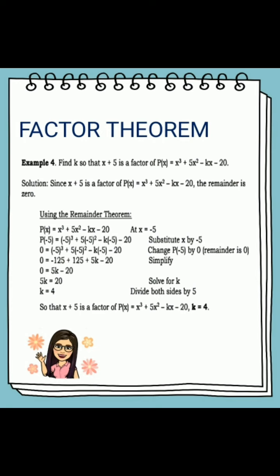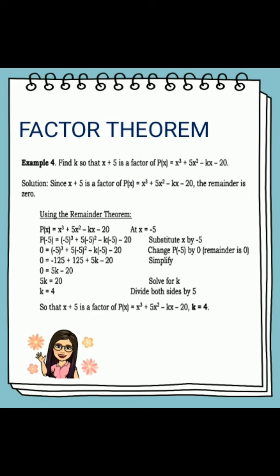So, we have 0 is equal to negative 5 raised to 3, which is negative 125. Then, negative 5 squared is 25 times 5 is 125. Then, we have negative k times negative 5, so that is positive 5k. Then, bring down negative 20. So, we have 0 is equal to 5k minus 20, kasi negative 125 plus 125, 0 na yon. Then, additive inverse of negative 20 is positive 20, so makakancel na yung negative 20. So, we have 5k is equal to 20.